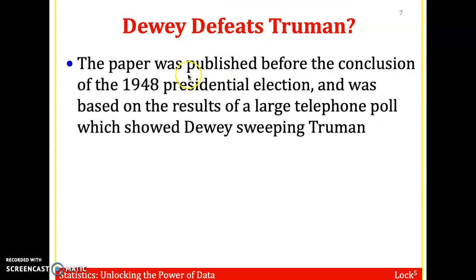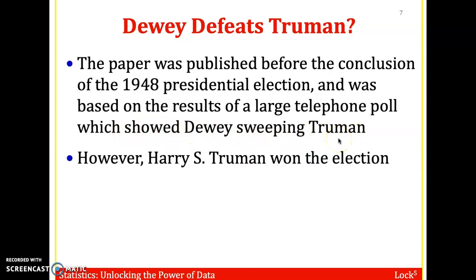Okay, so the paper, the Chicago Tribune, published before the conclusion of the 1948 presidential election. It was based on the results of a large telephone poll, which showed Dewey sweeping Truman. As I just mentioned, Truman won the election despite this poll. So what went wrong?